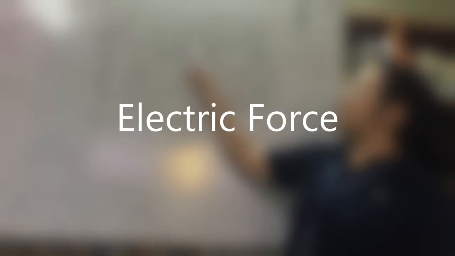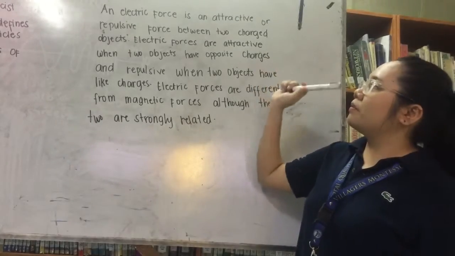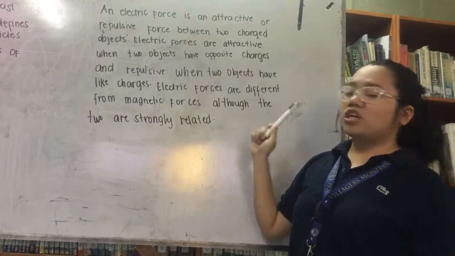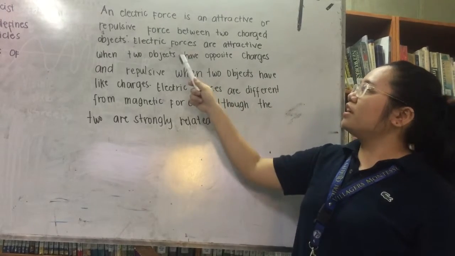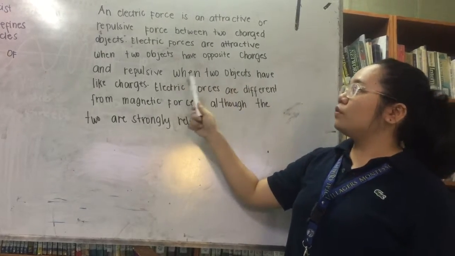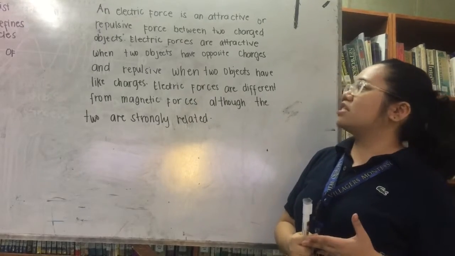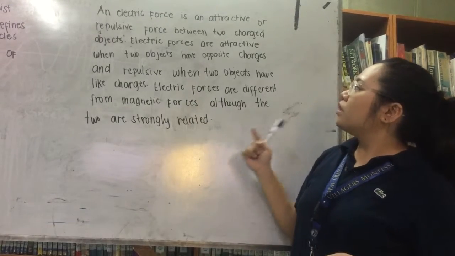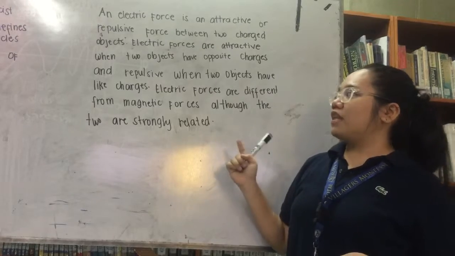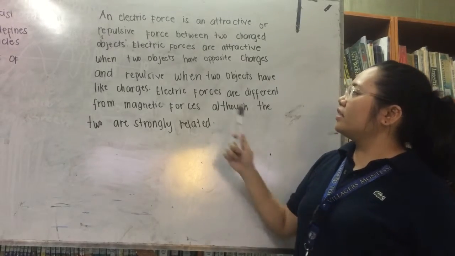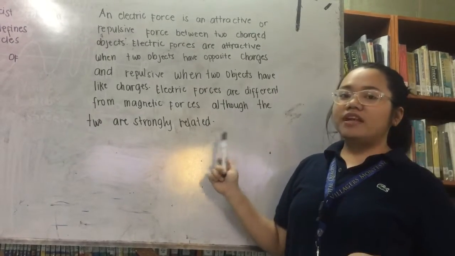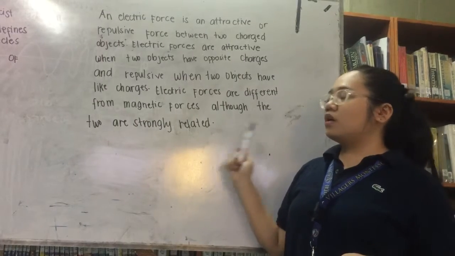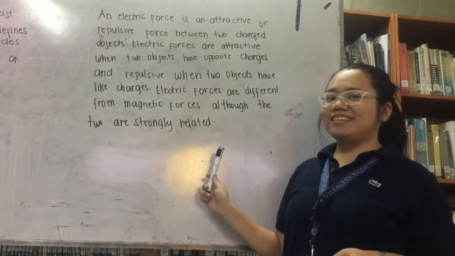An electric force is an attractive or repulsive force between two charged objects. Electric forces are attractive when two objects have opposite charges, and repulsive when two objects have like charges. Electric forces are different from magnetic forces, although the two are strongly related.